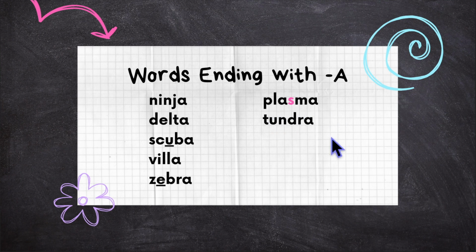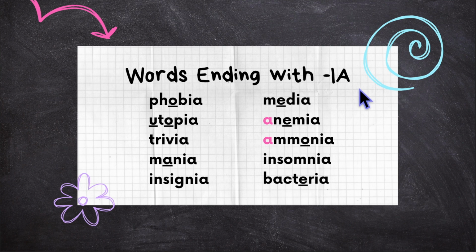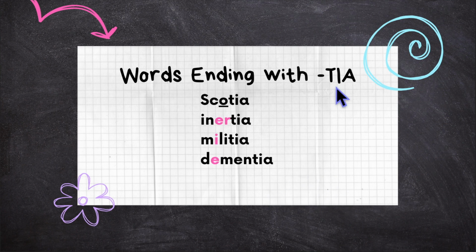Plasma, tundra. When the word ends with IA, the I is going to have a long E sound, and the A will schwa, so together they will sound like ee-uh. P and H together say F, so this is phobia, utopia, trivia, mania, insignia, media. In both of these words, the A at the beginning, as well as the one at the end, will schwa. Anemia, ammonia, insomnia, bacteria.